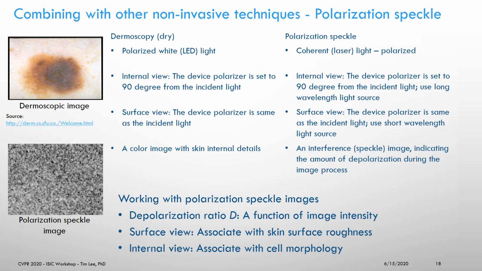Now we have to find a way to analyze the texture pattern. When polarized light passes through or is backscattered by an object, the light will lose its polarization. The process is called depolarization. We can determine the amount of depolarization, which is a function of image intensity. Then we can analyze the surface and the internal views of the polarization speckle image, generated by either short wavelength or long wavelength light.